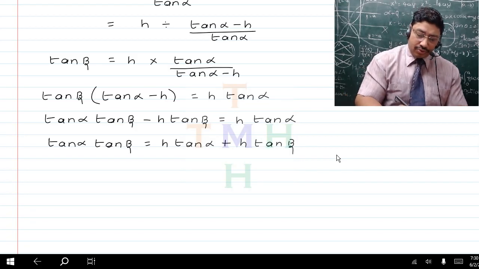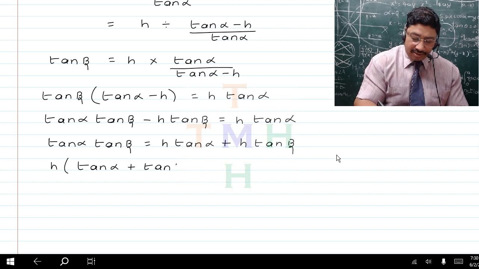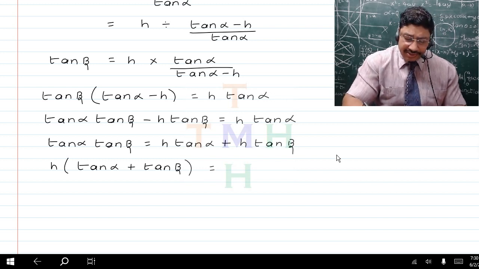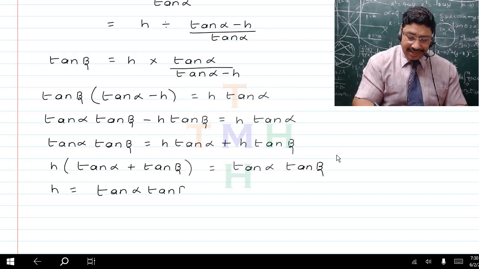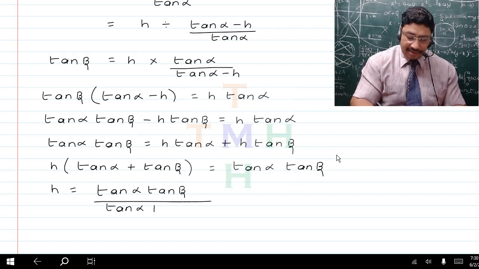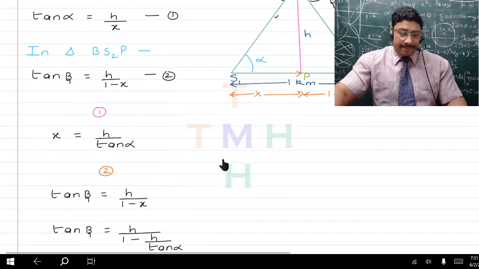Now, children, if we take this h to be common outside, inside we are left with tan of alpha plus tan of angle beta, and on the other side we have tan alpha tan beta. So we've almost reached. Now we make h the subject of the equation. As such, we have tan alpha tan beta, and in the denominator we have tan of alpha plus tan of beta. Now we quickly check whether this is exactly what you were required to bring or not.